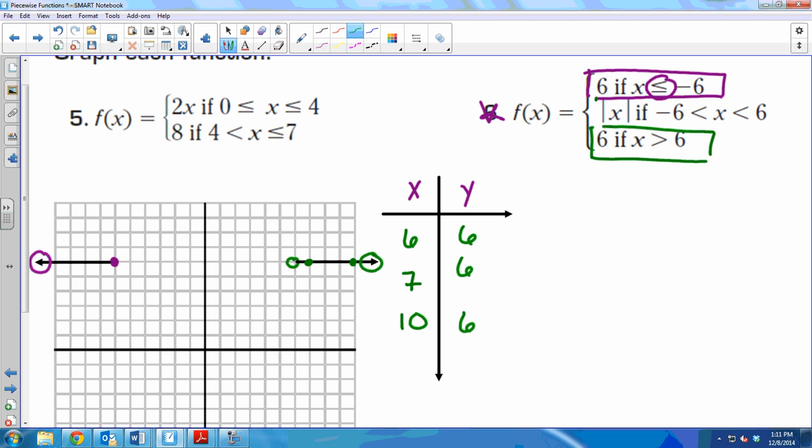So far, so good? Can I erase the table? It's not dotted. There's an open circle at the end. I was just putting the points from the table on there. All right, and then the last one is this one in the middle.